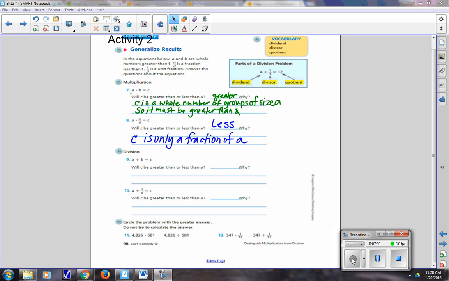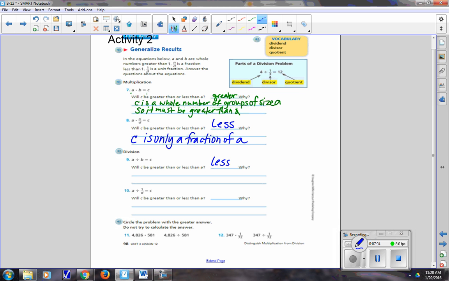I heard it, less than. Why? Yay, we're starting to. It's less than. You are correct. What are we doing here? We are dividing. What are we dividing?